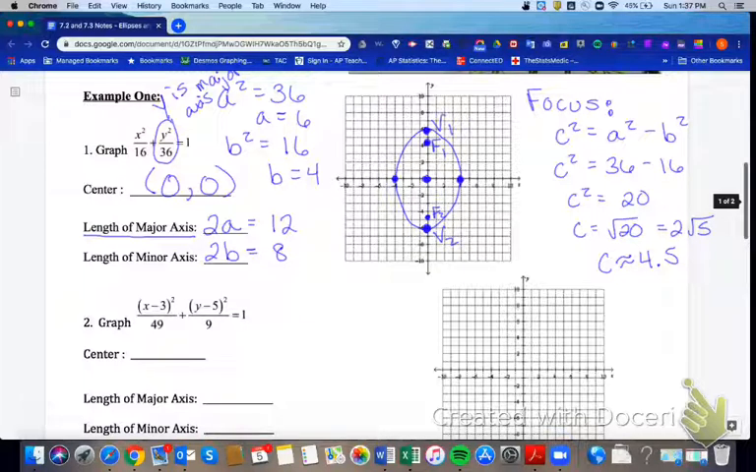On number 2, we're going to graph (x minus 3) squared over 49 plus (y minus 5) squared over 9 equals 1. Now notice on every equation of an ellipse, the equation always equals 1. The center is always (h, k), so there's h and there's k. Remember, I always take the opposites, it's counterintuitive. So the center is (3, 5). So on the graph, we're going to start with the center at (3, 5). So over 3, up 5.